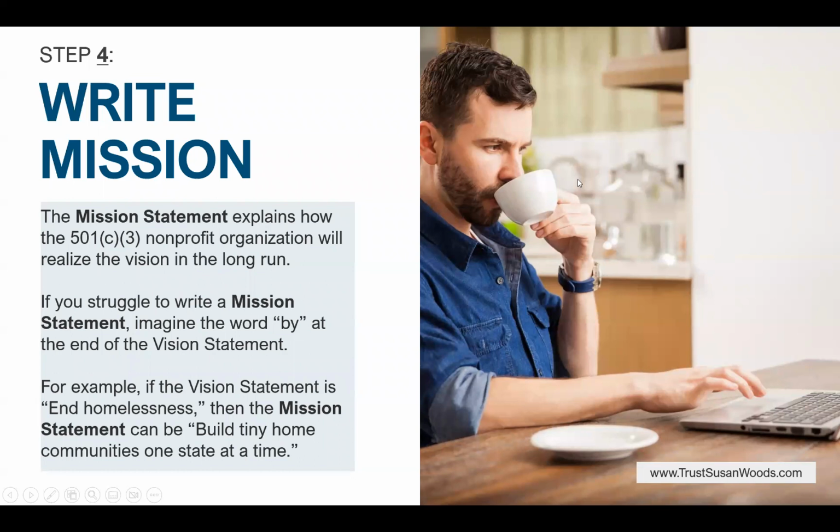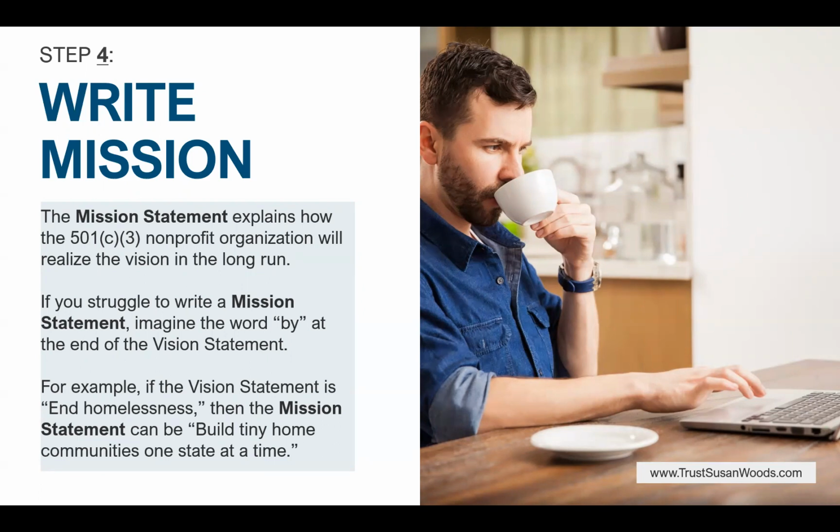The mission statement explains how the 501c3 nonprofit organization will realize the vision in the long run. The vision, as you may recall from step number 3, is the broad statement of what you plan to complete or achieve through your nonprofit organization in the future. So again, the mission statement explains how the 501c3 nonprofit organization will realize the vision in the long run.